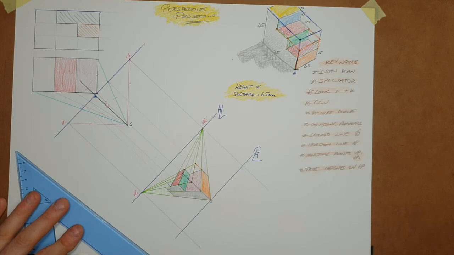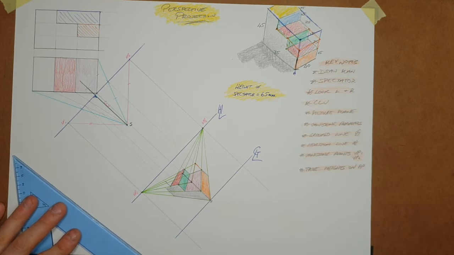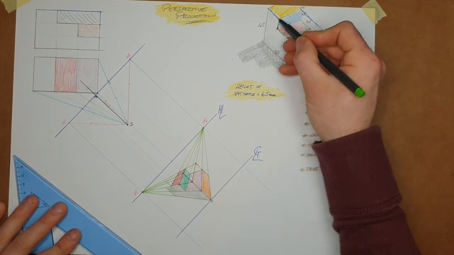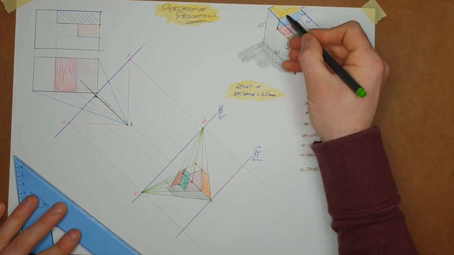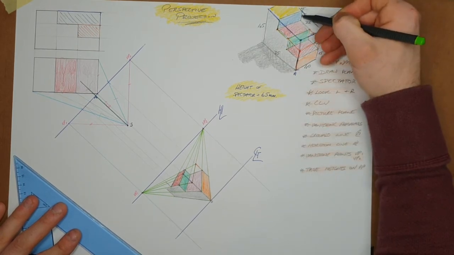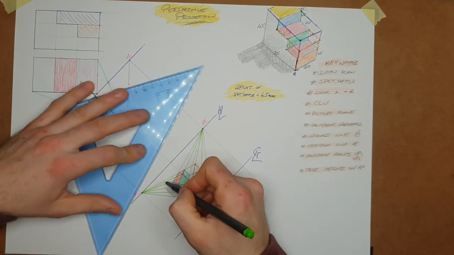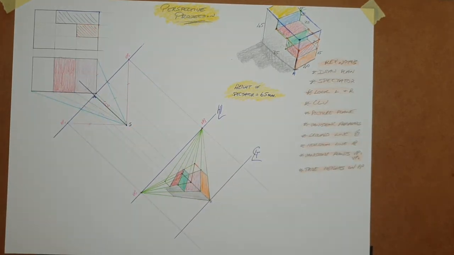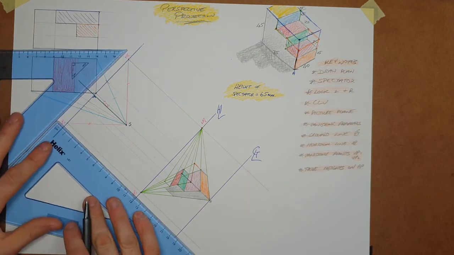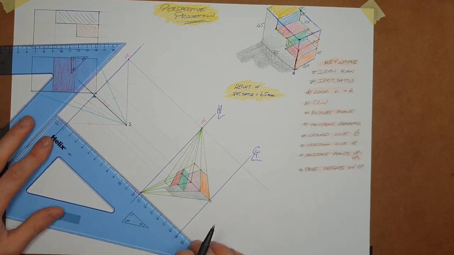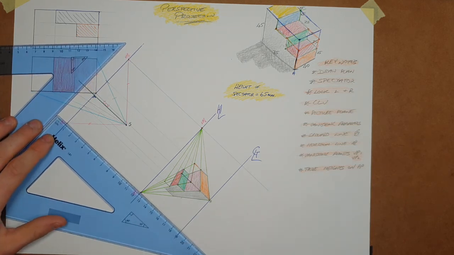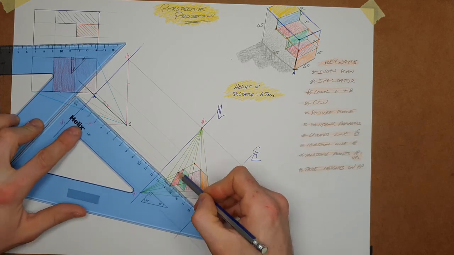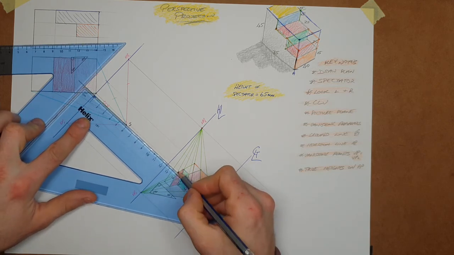Okay. Where next? I'm going to go back to VP2. And I'm going to go up from the corner. So back to VP2. And if I take my projection angle here, I'm going to go back to the top corner of the red and straight up.